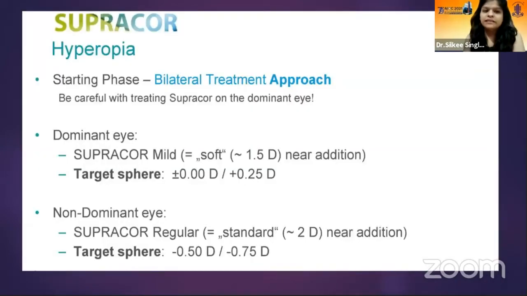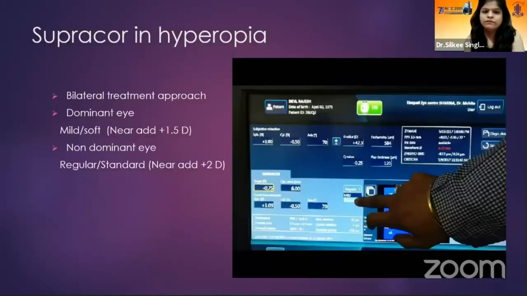In hyperopic patients, we should start with a bilateral treatment approach, based on the non-dominant eye, correcting with the SupraCore regular. That means we are correcting up to 2 diopters of the near addition with a target sphere of -0.5 to -0.75 diopters. While in the dominant eye, we are using the mild SupraCore that is equivalent to correcting 1.5 diopters addition with the target sphere of emmetrope or plus 0.25 diopters.